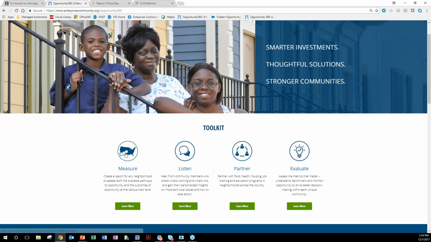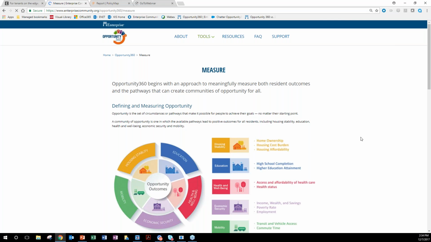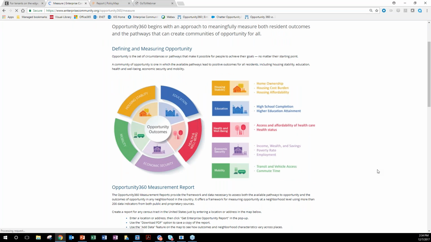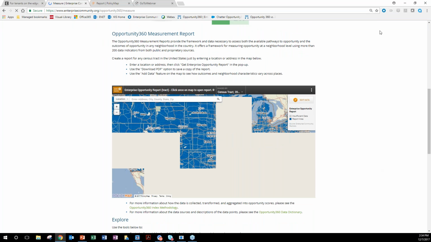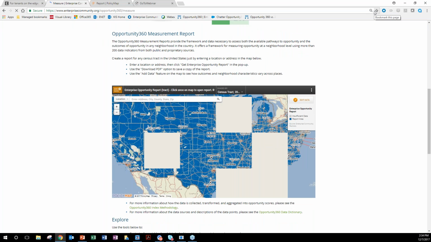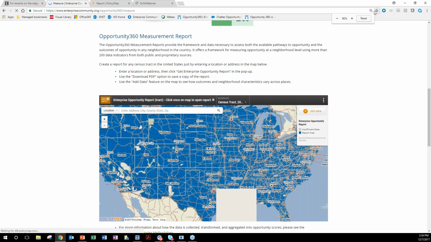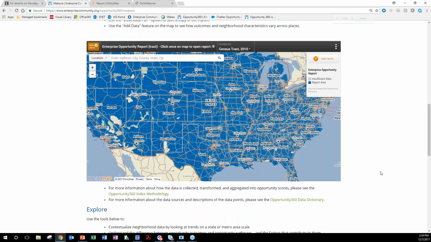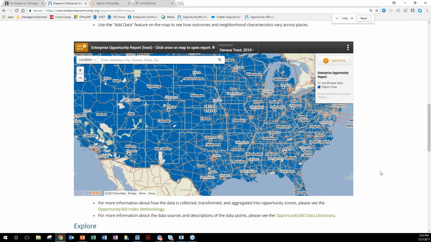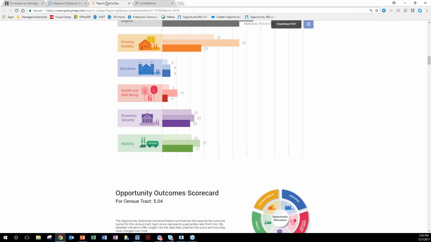So if you go here, there's a measure tool. If you just click on that measure icon, it takes you to a separate page where you'll see, as I just showed you, the wheel of outcomes. And it also will take you to, I'm actually going to make this a little bigger, a series of tools. I'm going to just go through the first one, where you can actually put in any address in the country. And in fact, I pulled one earlier.